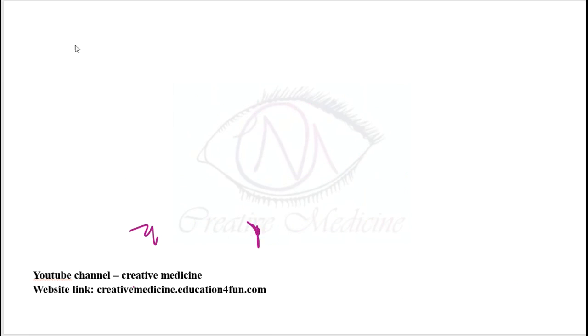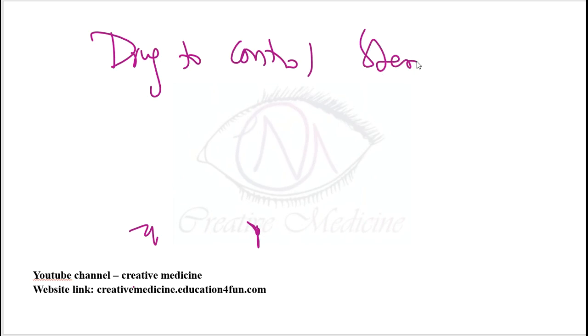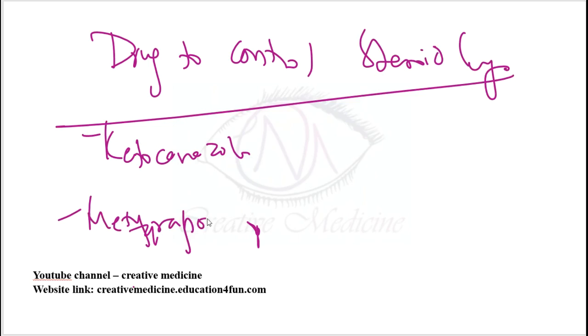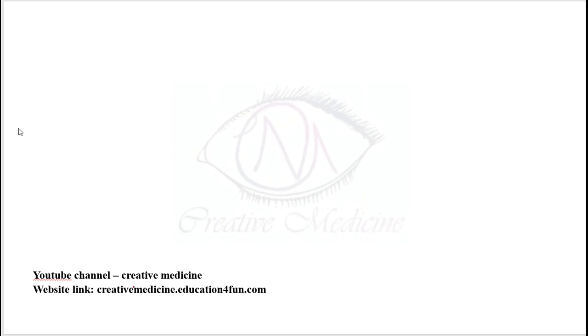Okay, then if there is steroid hypersecretion in these patients, drugs should be given to control the steroid hypersecretion. These drugs are: we can give ketoconazole, which inhibits the steroids. Then metyrapone can be given, and you can also give aminoglutethimide to the patient to control the steroid synthesis.